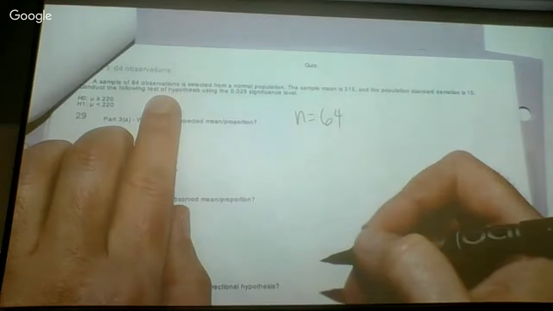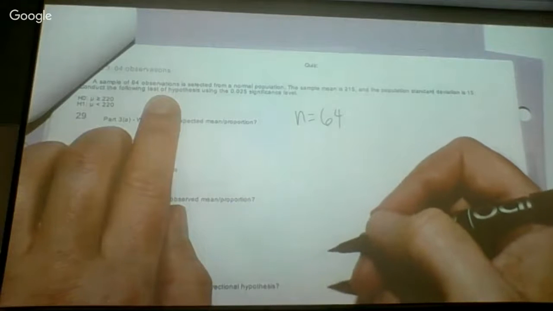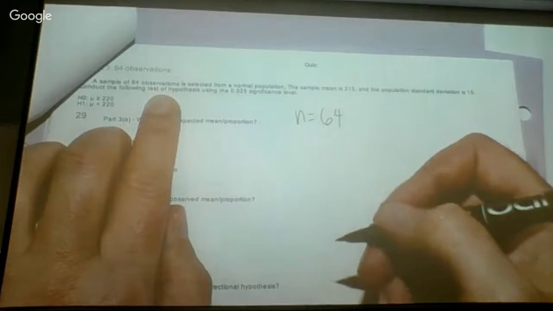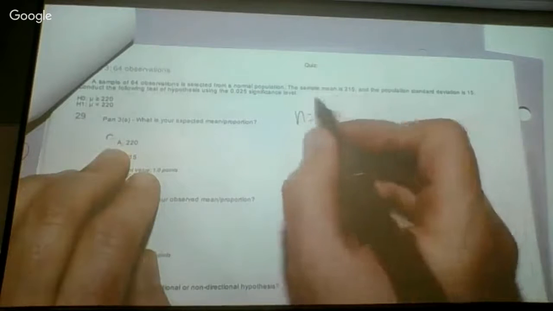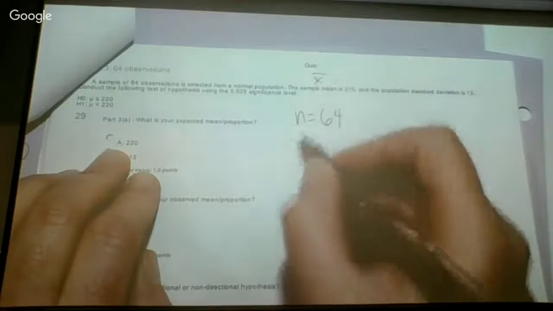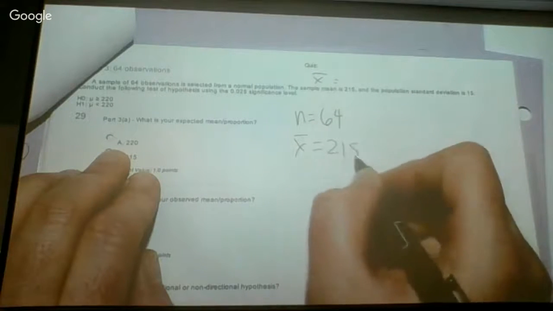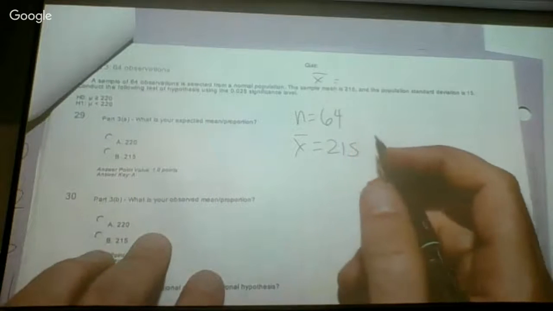Phil, you got some too? No, I thought I saw a hand in the corner of my eye. Sorry, you can hop in if you want. Tiffany, what do you got? X bar, sample mean equals 215. What else do we got? Steven?